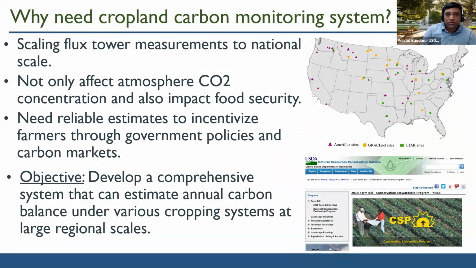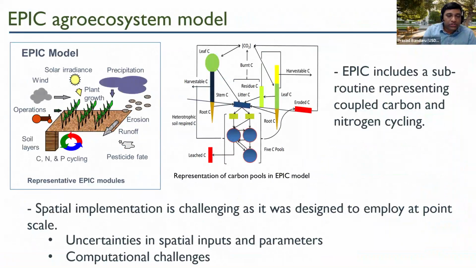The objective of this project is to develop a comprehensive system that can allow us to estimate net ecosystem carbon balance on croplands at fine scale resolution. To develop such a comprehensive system, we chose the EPIC process-based agroecosystem model. EPIC stands for Environmental Policy Integrated Climate Model. It has many subroutines representing different plant and soil processes. As you can see here, it has a very detailed carbon subroutine. It has 5 carbon pools, and it can simulate the lateral fluxes and also vertical fluxes.